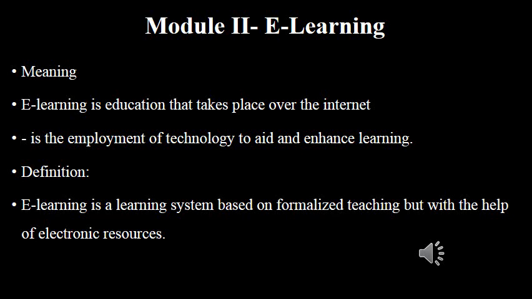It is an employment of technology to aid and enhance the learning process. We have many definitions as far as the e-learning process is concerned. Now we move to the definition. E-learning is a learning system based on formalized teaching, but with the help of electronic resources. As we discussed in the part on meaning, e-learning is the use of information and communication technology in the area of teaching and learning. So e-learning is the employment of technology to aid and enhance learning as a process.